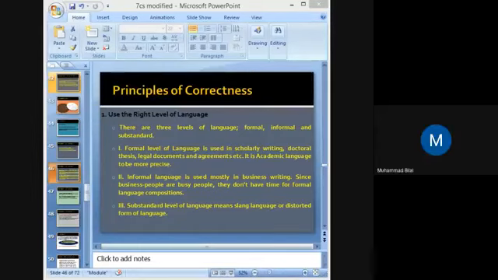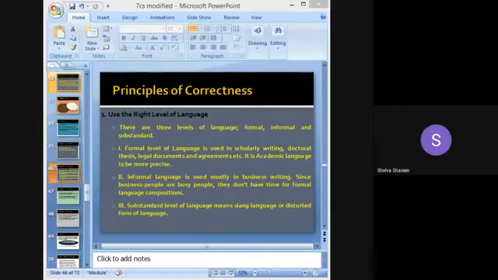Then the second one is informal language. Informal language is used mostly in business writing, since business people are busy people, they do not have time for formal language composition. Substandard level of language means slang language or distorted form of language.